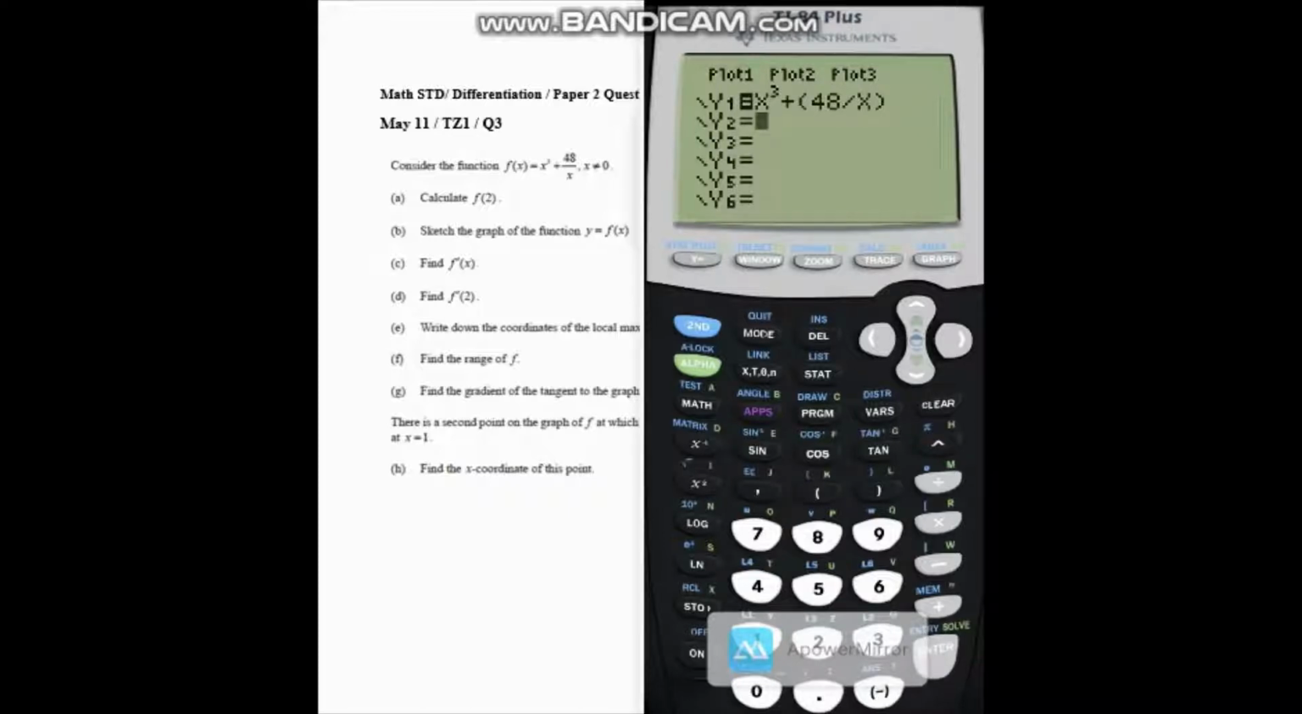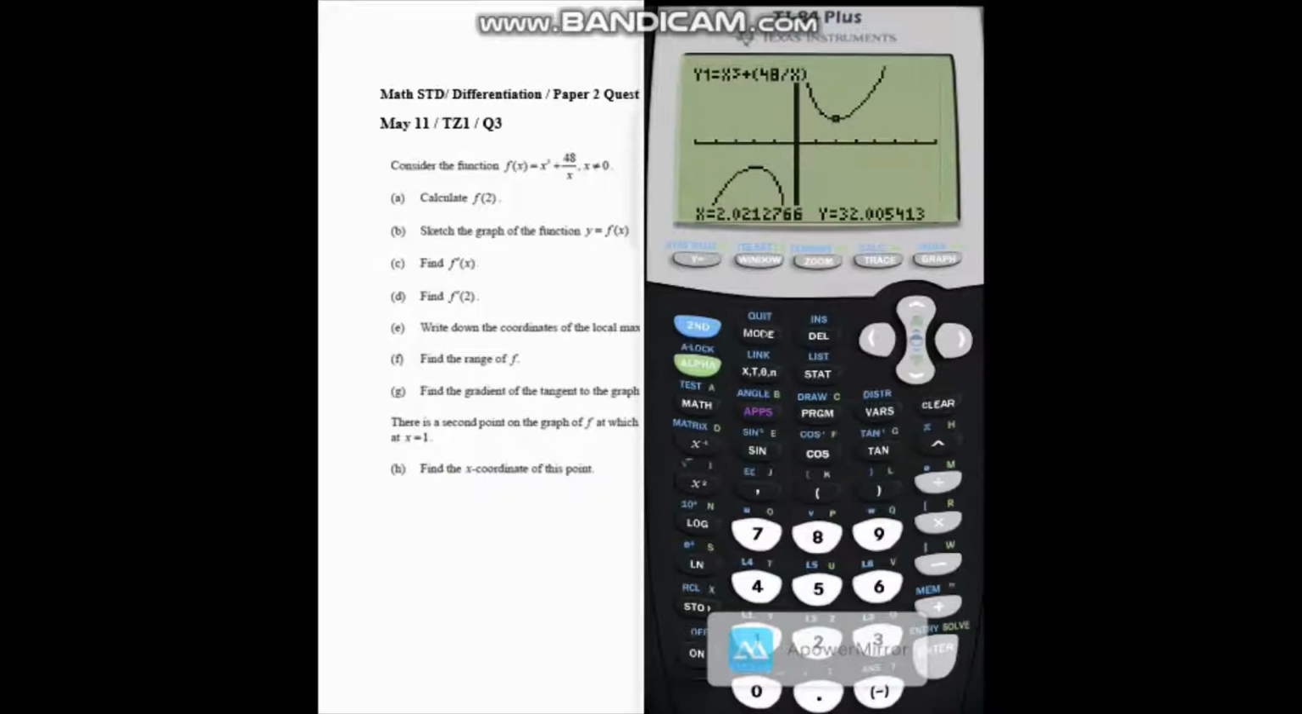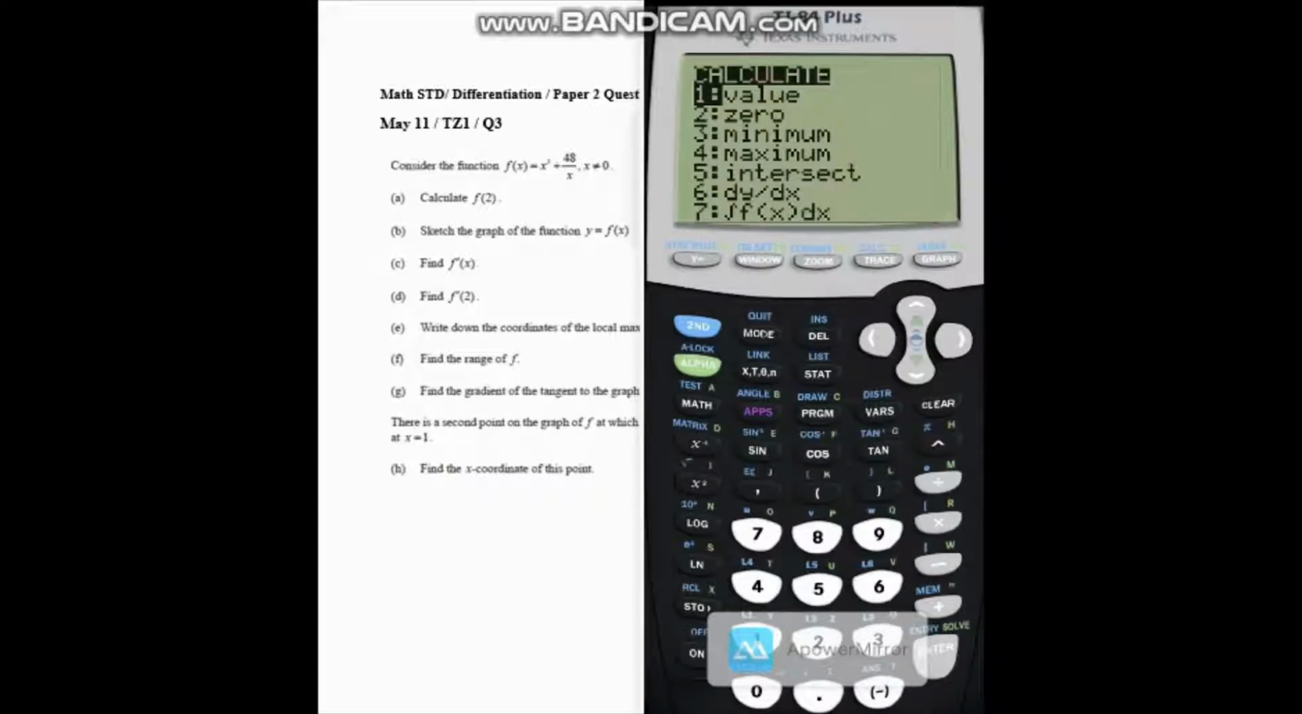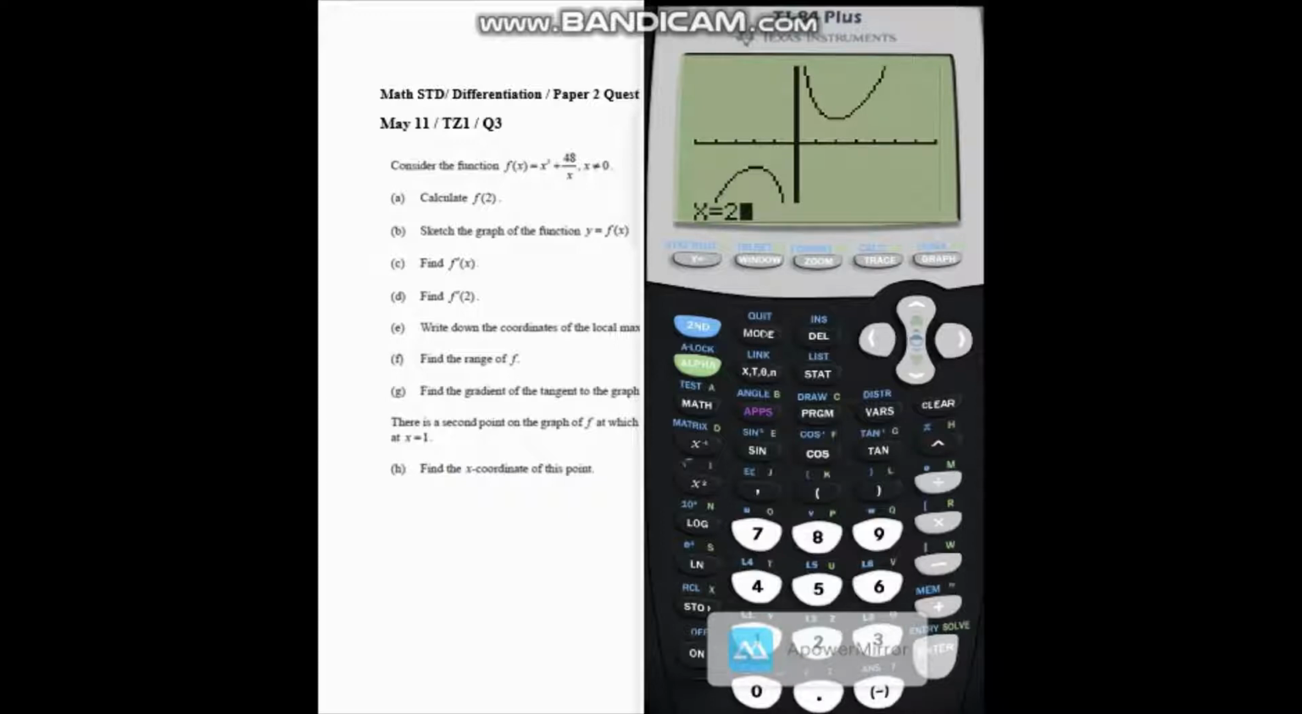So you can do this manually by plugging 2 instead of x, or using the GDC as I've done here. I've written the function on the GDC. Next I shall adjust my window as follows. Next I shall click on trace, and second trace value x equals 2, y equals 32. Hence when x equals 2, y or f of x equals 32. So f of 2 is 32.